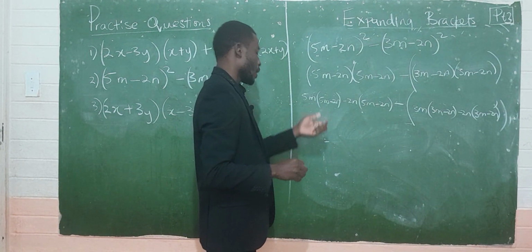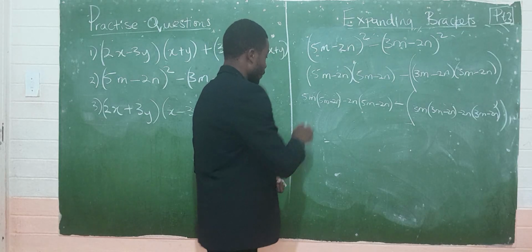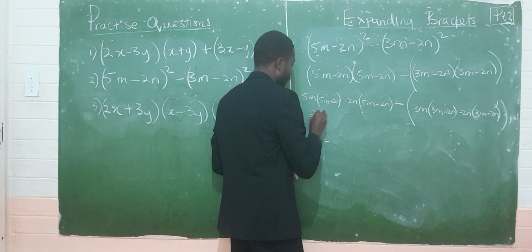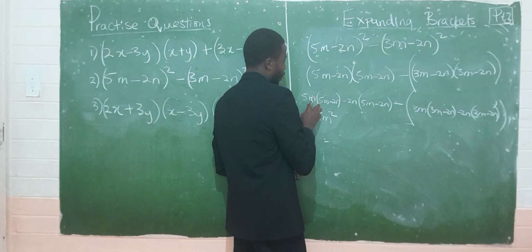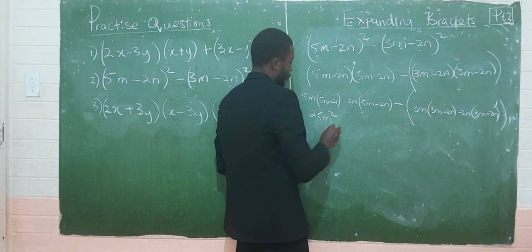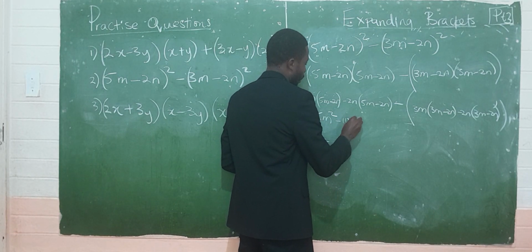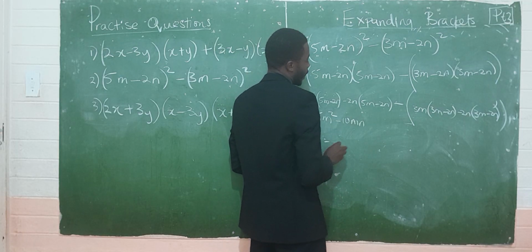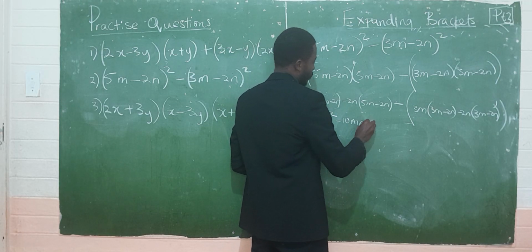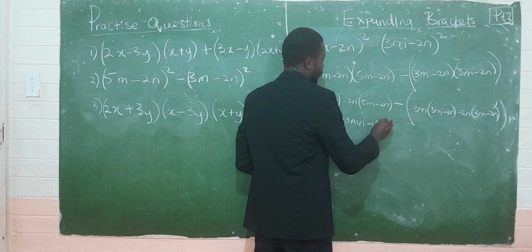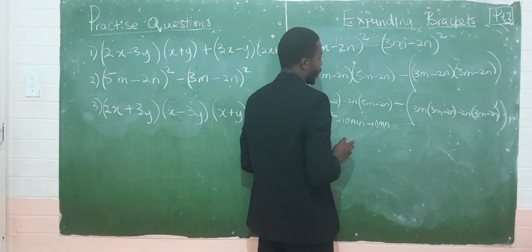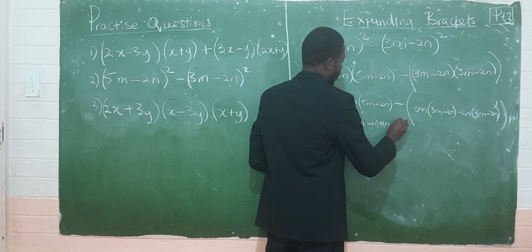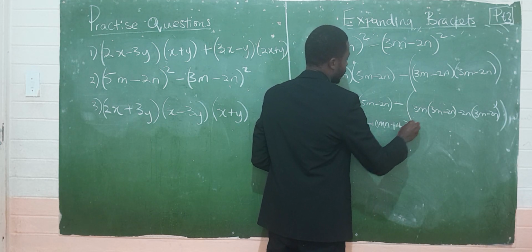And of course, I can go ahead and clean up these brackets. 5m times 5m, that's going to be 25m squared. And 5m times negative 2n, that's going to be negative 10mn. Negative 2n times 5m is going to be negative 10mn. And negative 2n times negative 2n is going to be positive 4n squared.